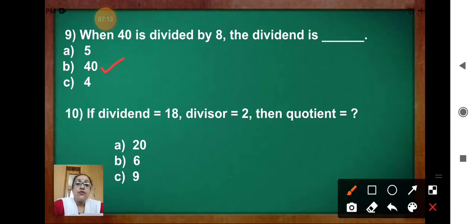Question 10. If dividend equal to 18, divisor equal to 2, then quotient equal to, question mark is there. So divide 18 by 2. Say the tables of 2 and choose the correct answer. 20, 6 and 9. Okay. So 2 nines are 18. So the quotient is 9. Okay. Done till here?